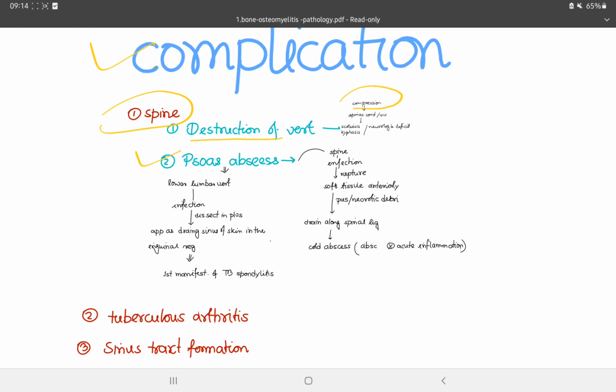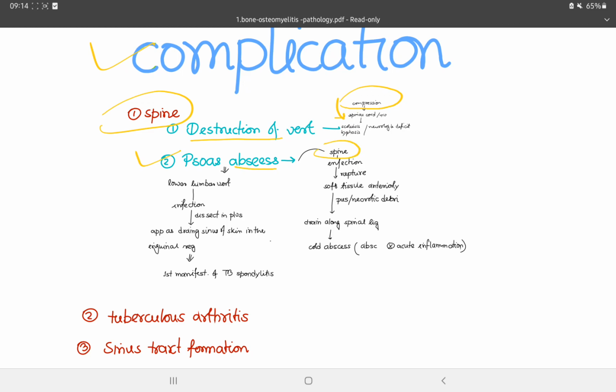When tuberculous osteomyelitis forms in the spine in TB, it will cause compression on the spinal cord or the nerve, and it will cause scoliosis or kyphosis. A neurologic deficit will occur. Then psoas abscess formation.